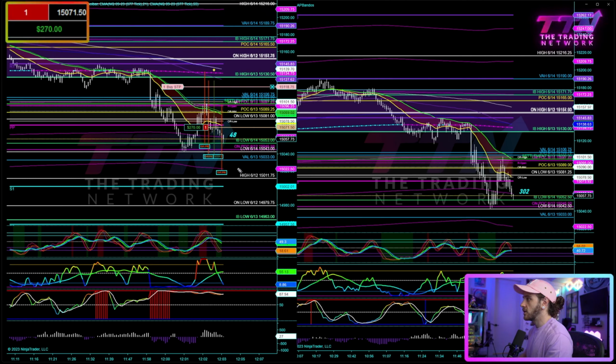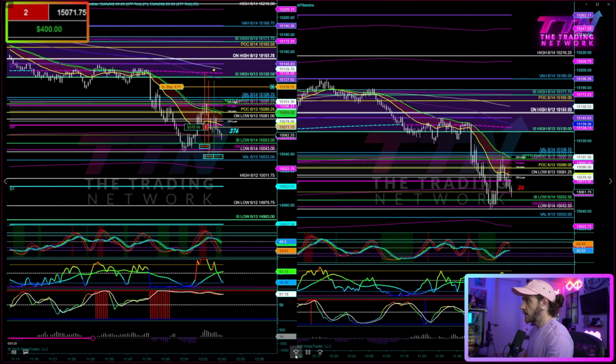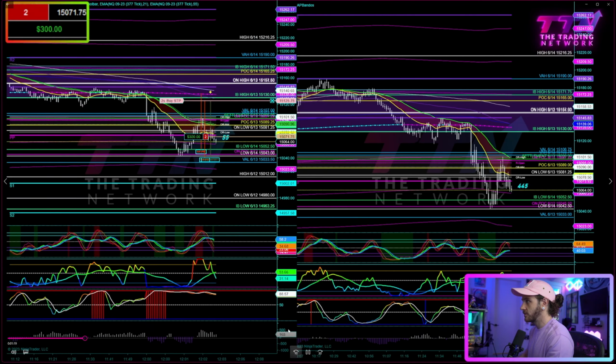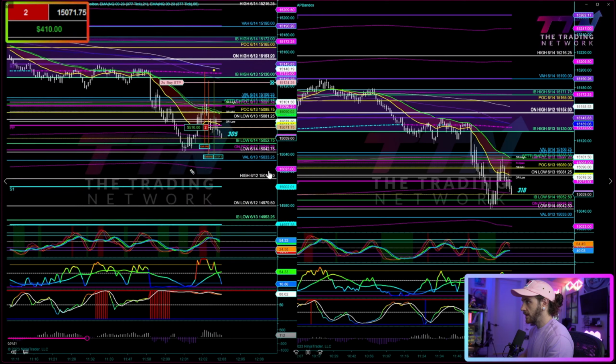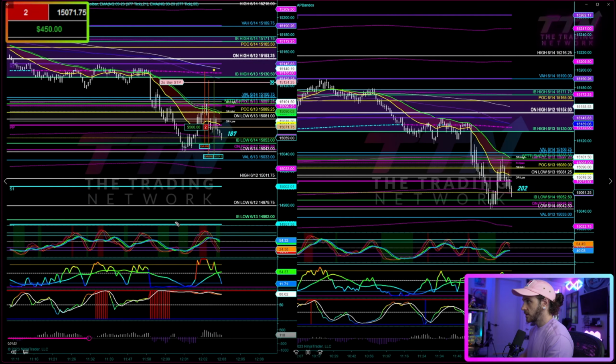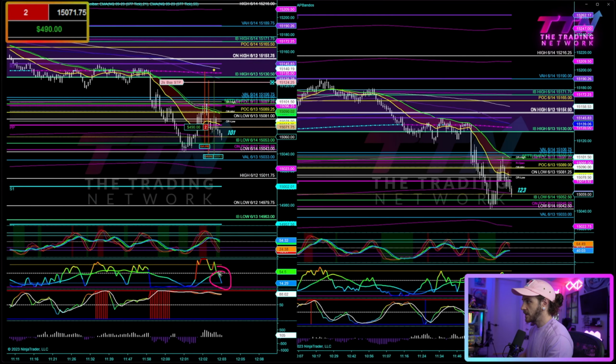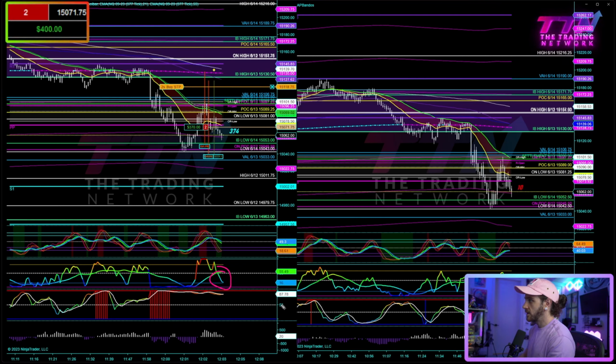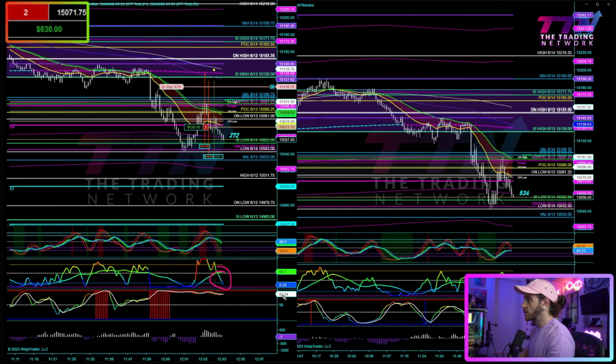So you can see here that I will actually start to peel some contracts off. So I'm in for 2. Right? And then as price gets close to this prior swing low, as the PMARP gets down to the critical zone, which is under 10, I will start to peel one off.